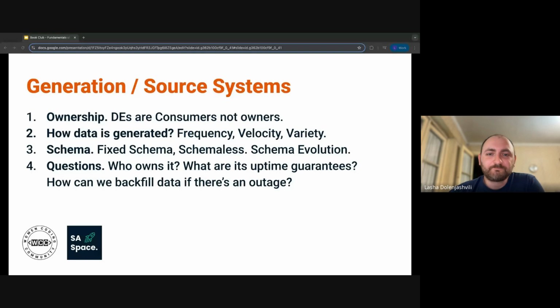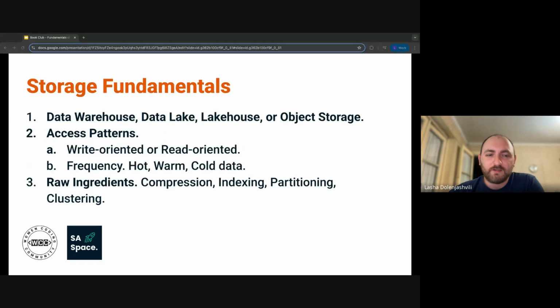Okay. So then we have the storage layer. Storage is the foundation of the entire data engineering lifecycle, and the choices we make here impact everything else, from performance to cost. The first big decision we usually make is choosing the right storage system. This could be a data warehouse, a data lake, a lakehouse, a standard database, or object storage like Amazon S3, right? So your choice depends on your access patterns and workloads.